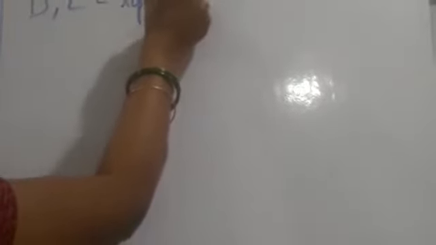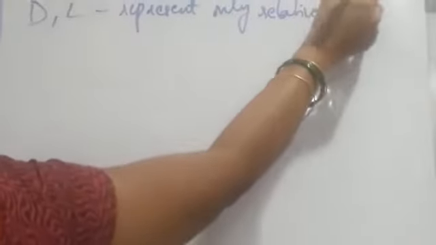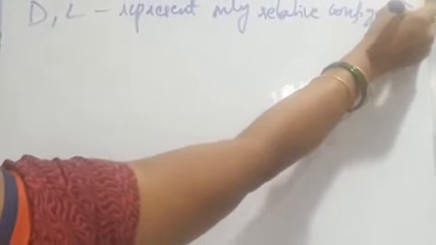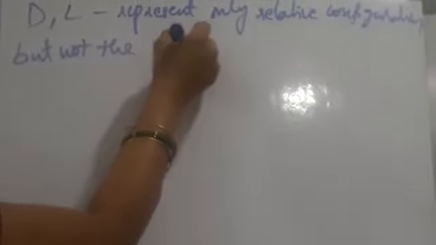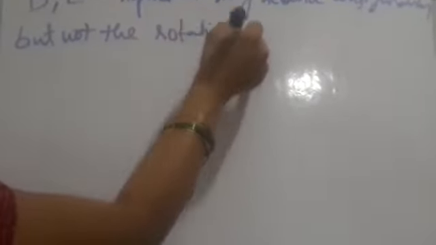Next, D glyceraldehyde and L glyceraldehyde. Here DL notation represents only relative configuration but not the rotation. So D and L represent only relative configuration but not the rotation of the compound. It does not indicate the rotation of the compound.